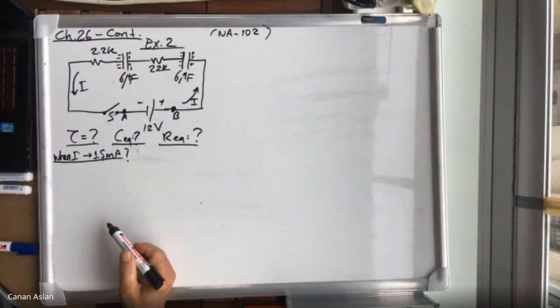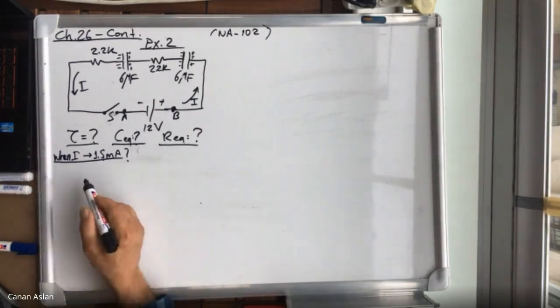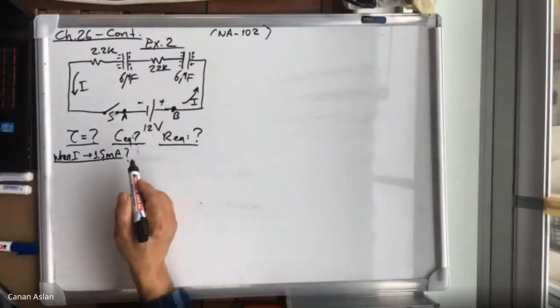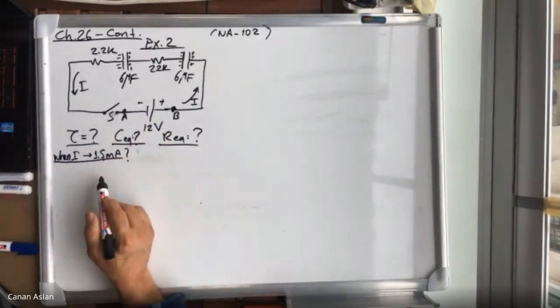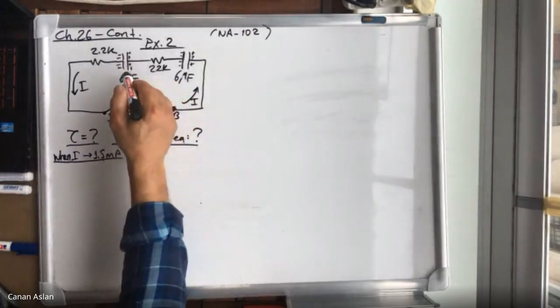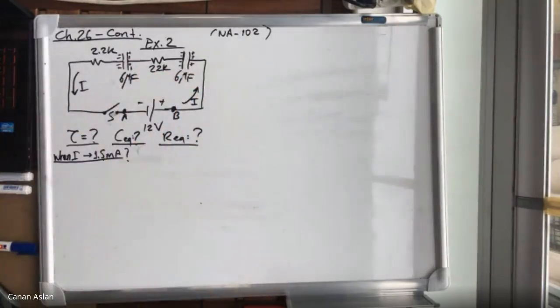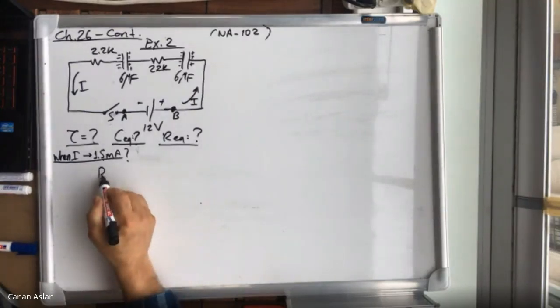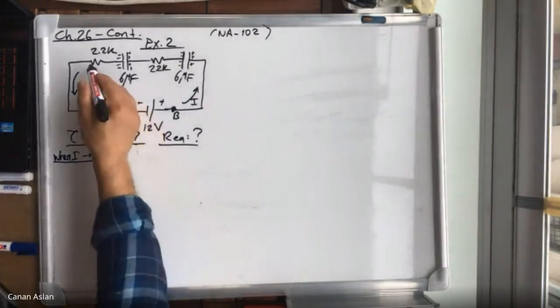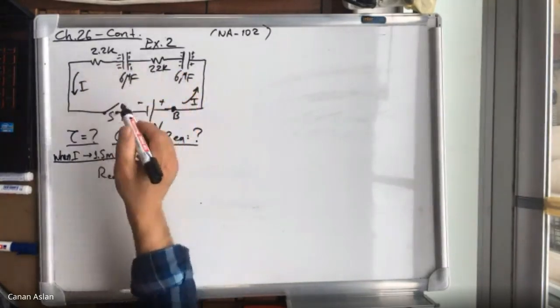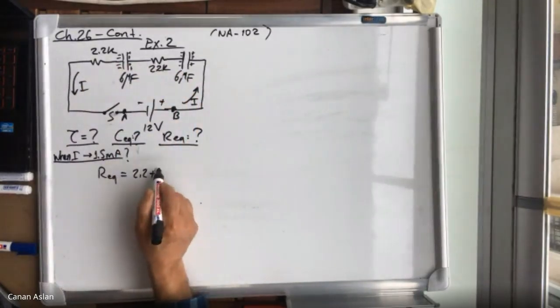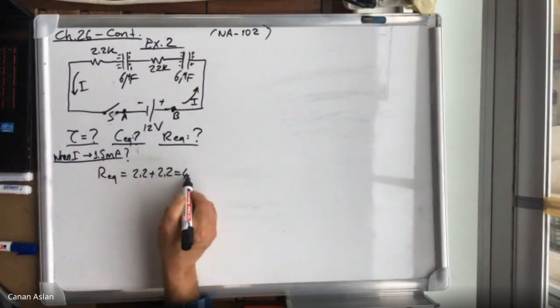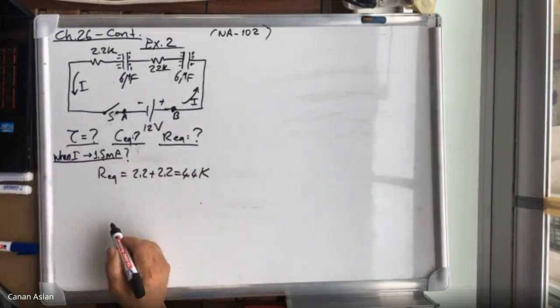Okay. So first of all, we know that if you look from this side, we have two resistances in series and two capacitors in series. So for resistances, we just add. R equivalent is just the summation of these two resistances because they are in series. So 2.2 plus 2.2 gives you 4.4 K for the equivalent resistance.